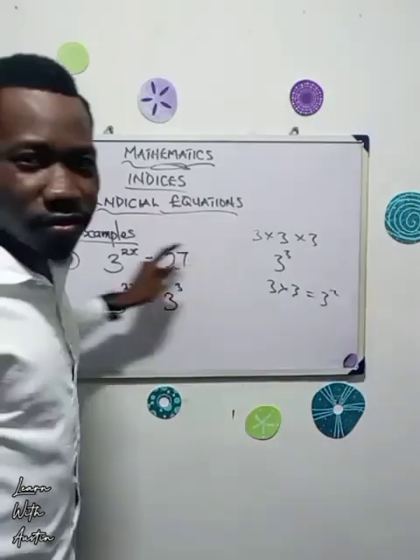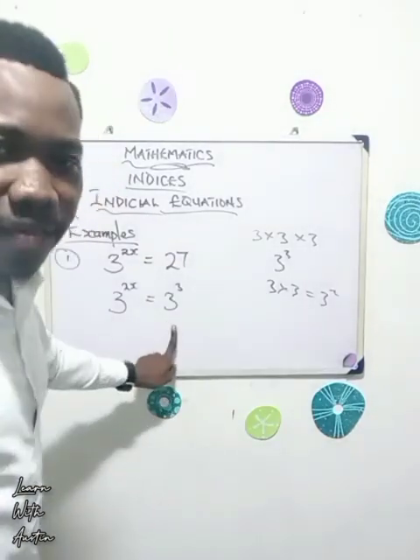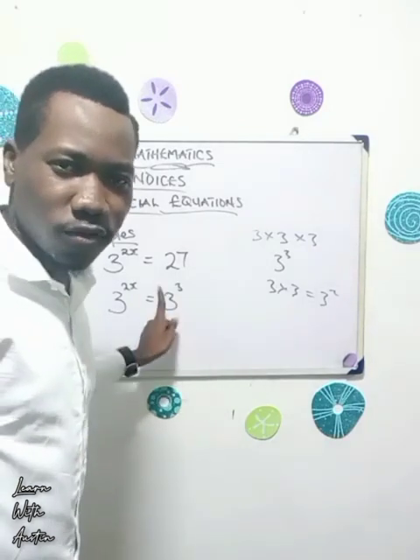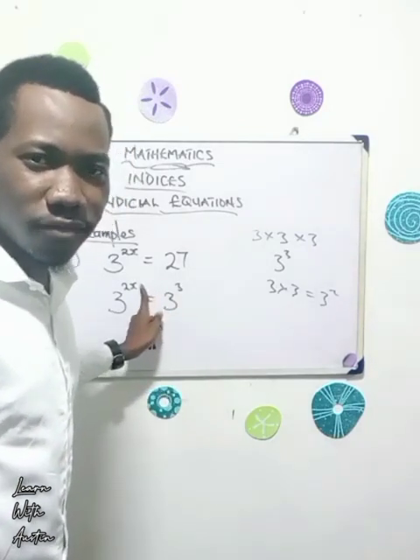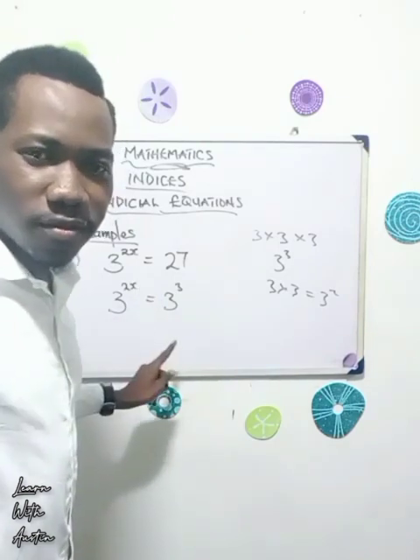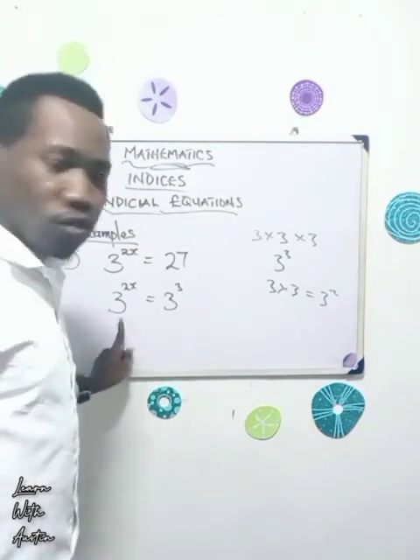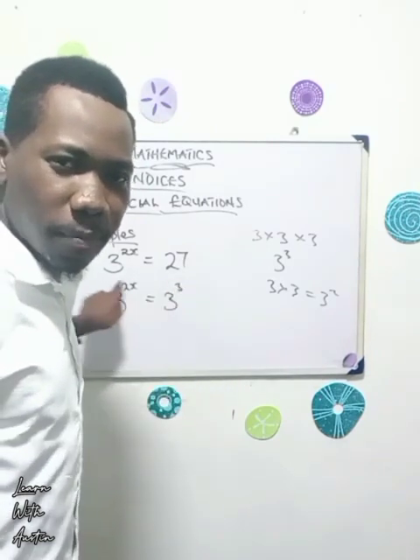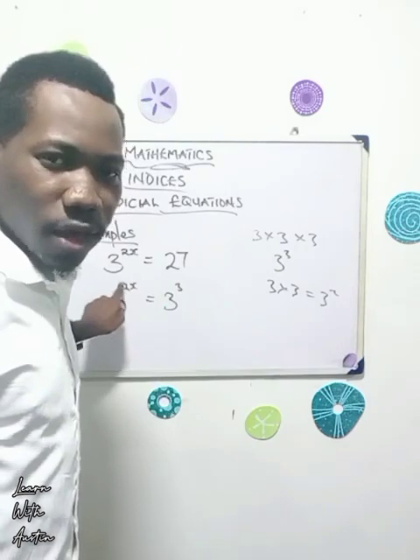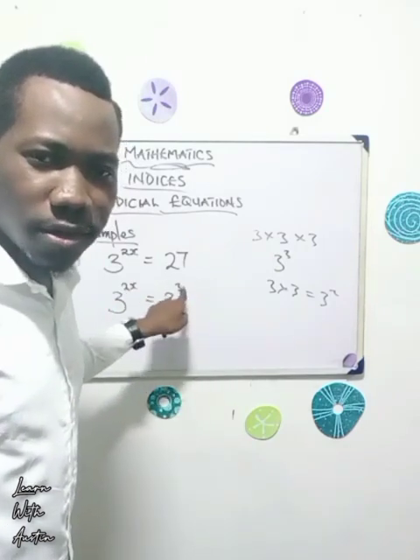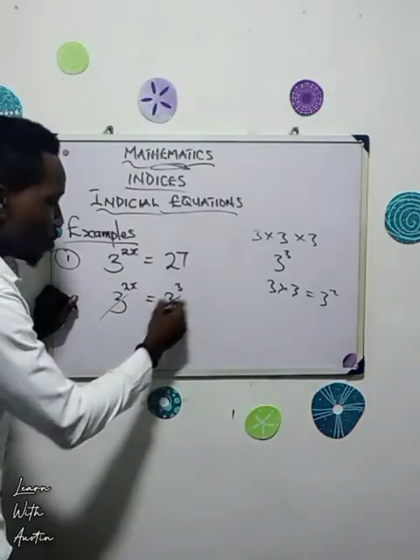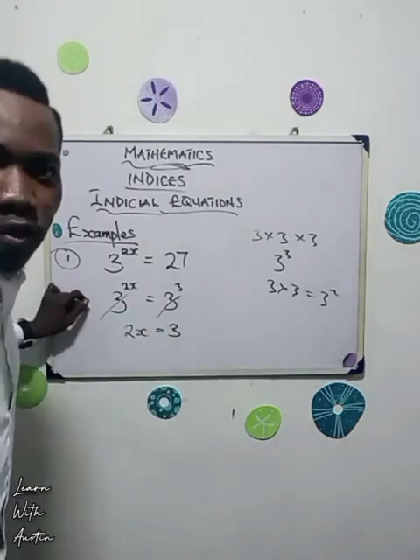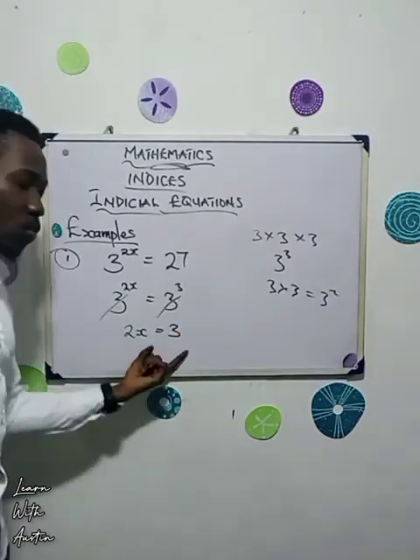Now whenever you have this, and the bases are the same, what we're going to do is to drop our bases and equate the power for us to get the value of this x that we are looking for. So we're going to drop the base, drop this 3 and drop this 3, and then equate the power. In other words, our 2x here would now be equal to 3. So you have 2x equals 3.